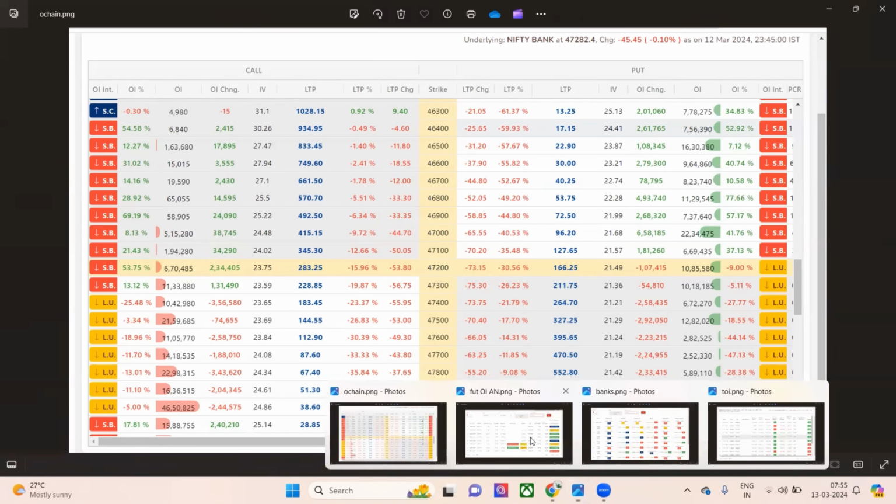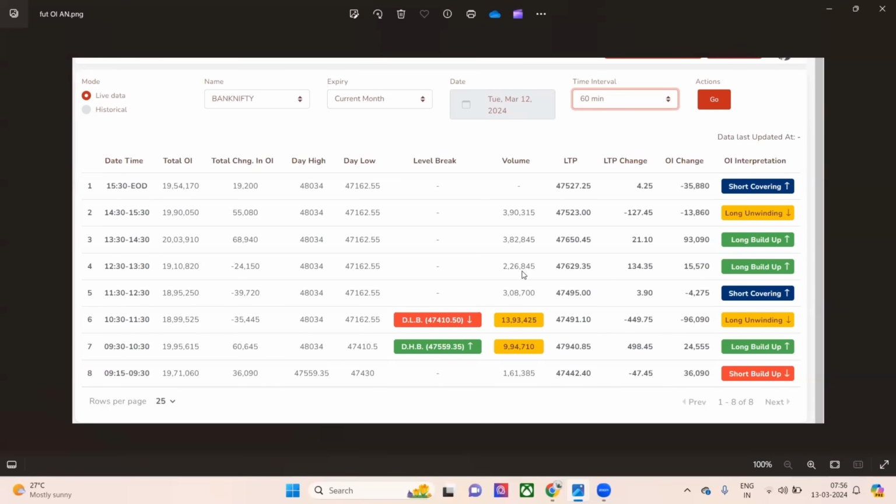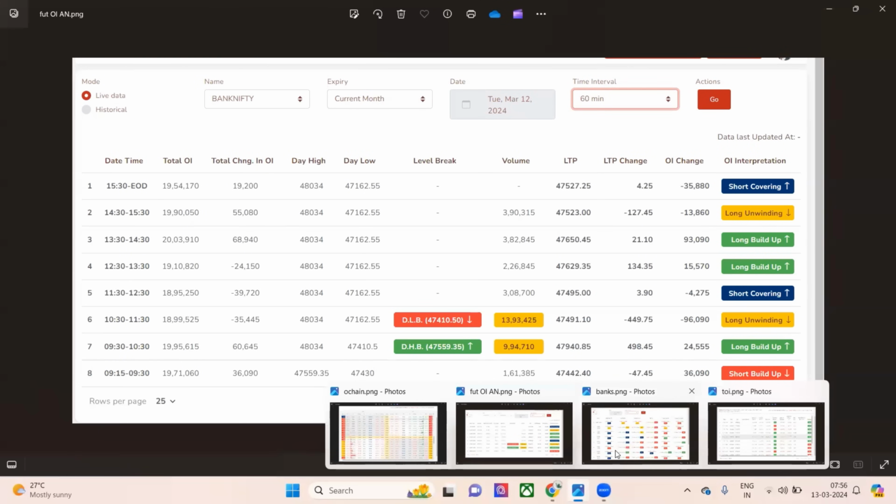Now if you look at the futures OI analysis, you can see very clearly it is a mixed feeling. Initially, it was short buildup and then there was an up move, and then long unwinding, profit booking. It's a mixed feeling, so we have nothing to discuss over here.